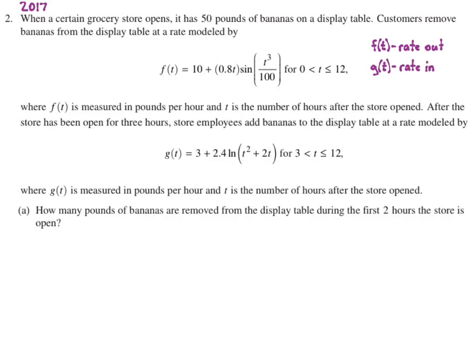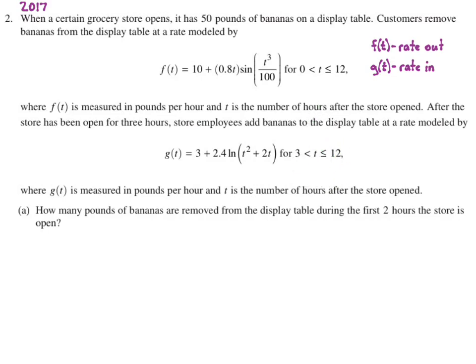Now, the other important thing to note is that f of t is true over the interval 0 to 12. So basically, once the store opens, bananas are being taken off the shelf. It is only after 3 hours that the store has been open that the employees start adding bananas to the shelves. So keep that in mind in terms of the domain.